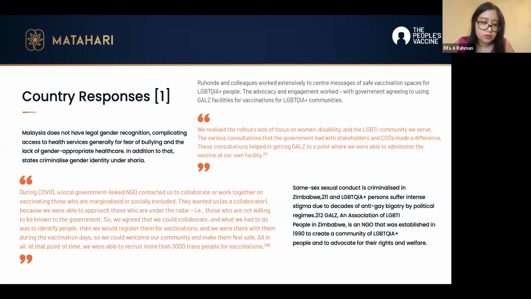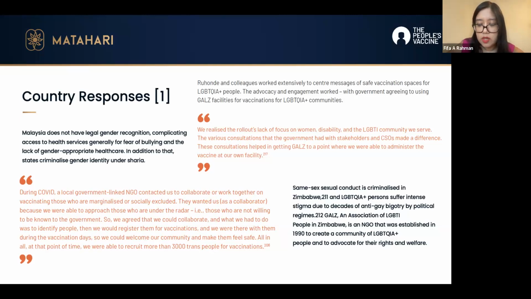And what happened was, and this was an innovative approach, given the legal environment, a government-linked NGO contacted the NGO focused on trans issues to collaborate and work together on vaccinating those who are marginalized or socially excluded. So they obviously knew that this was an organization that worked on trans rights, but they were trying to work around the rigid laws to make sure that trans people were able to access vaccines, and they worked together, and they were able to recruit more than 3,000 trans people for vaccinations. So this is a good example of how folks work in an operationally difficult environment to make sure that gender non-conforming people and trans people are able to access vaccines.